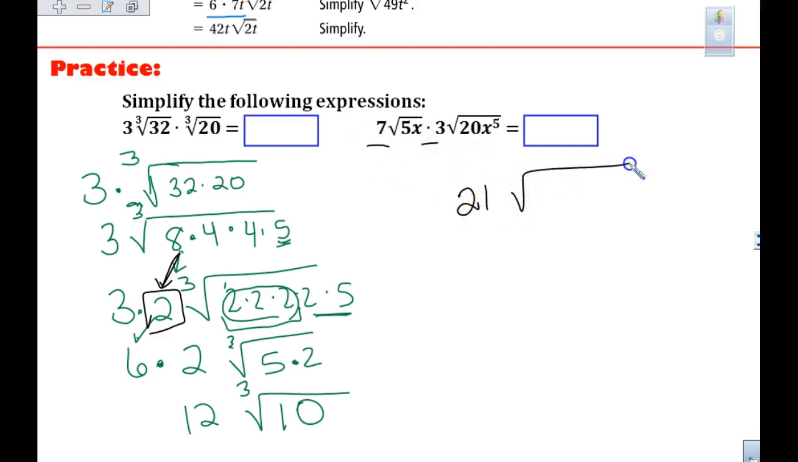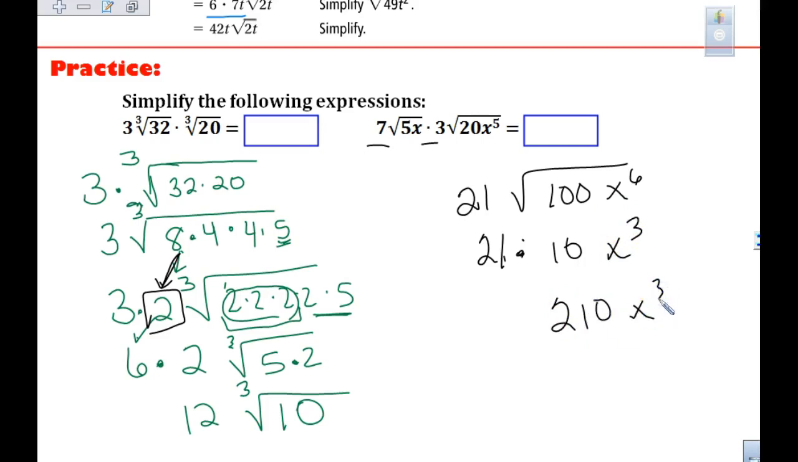So I got 21. I'm going to have my 5 times 20. Now, 5 times 20 is, does it make sense to multiply that together? Yes, because 100 is a what? Perfect square. Now I have x to the first and x to the fifth. That's going to give me x to the sixth. So I have 21. So sometimes does it make sense to multiply them together? If it's a perfect square, I recognize definitely. And the square root of 100 is 10. I'm not going to put square root anymore. I have 21 times 10, and the square root of x to the sixth is x to the third. 210 x to the third.